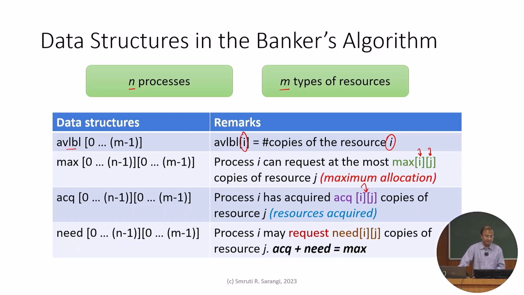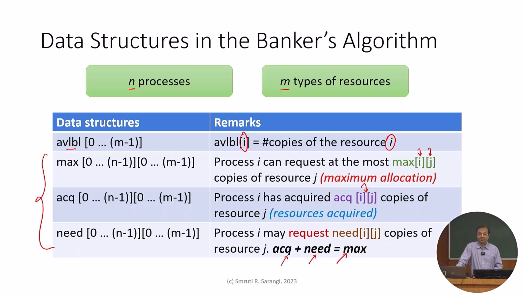Then you have a need. Need is essentially max minus acquired. So acquired plus need is equal to max. So let's say I can acquire 5 copies maximum, and I've currently acquired 3. Then that's all right, my need is 2 more. So max, acquired, and need are a process specific view. There may be 20 copies of a resource, but my max may be 5. I may have acquired 2, so my need is equal to 3. But available is the total number of copies of the resource in the system. So available is process independent.